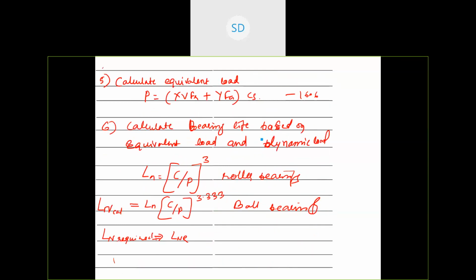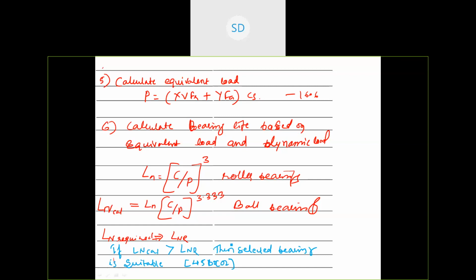Now we'll come here. If the calculated life Ln calculated is greater than Ln required, then the selected bearing is suitable. For example, you have selected 45 BC02, and it is okay.